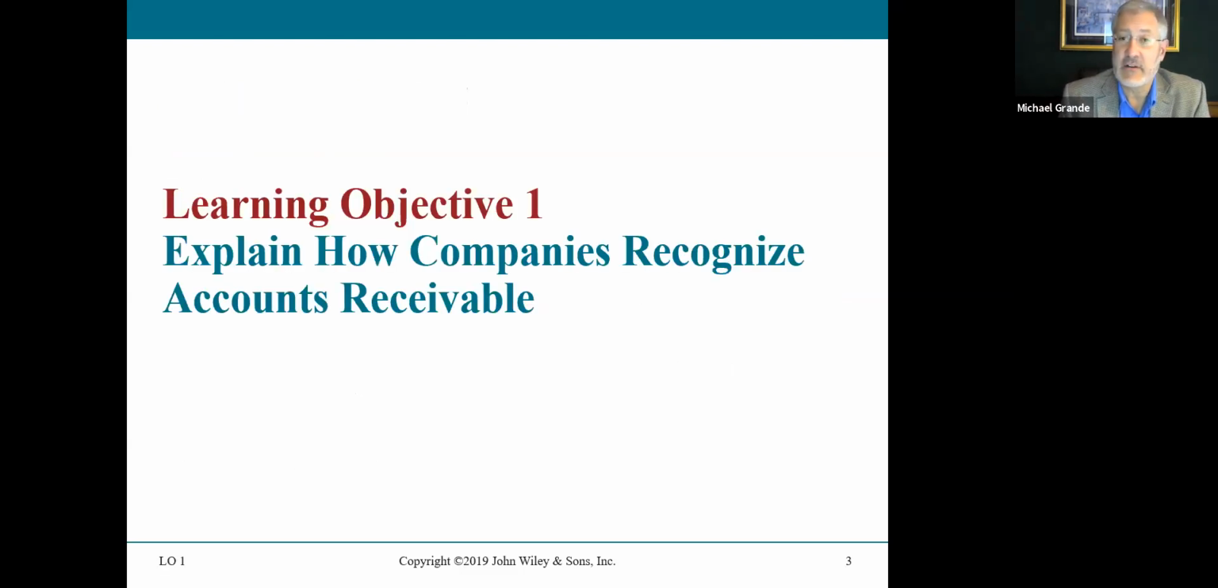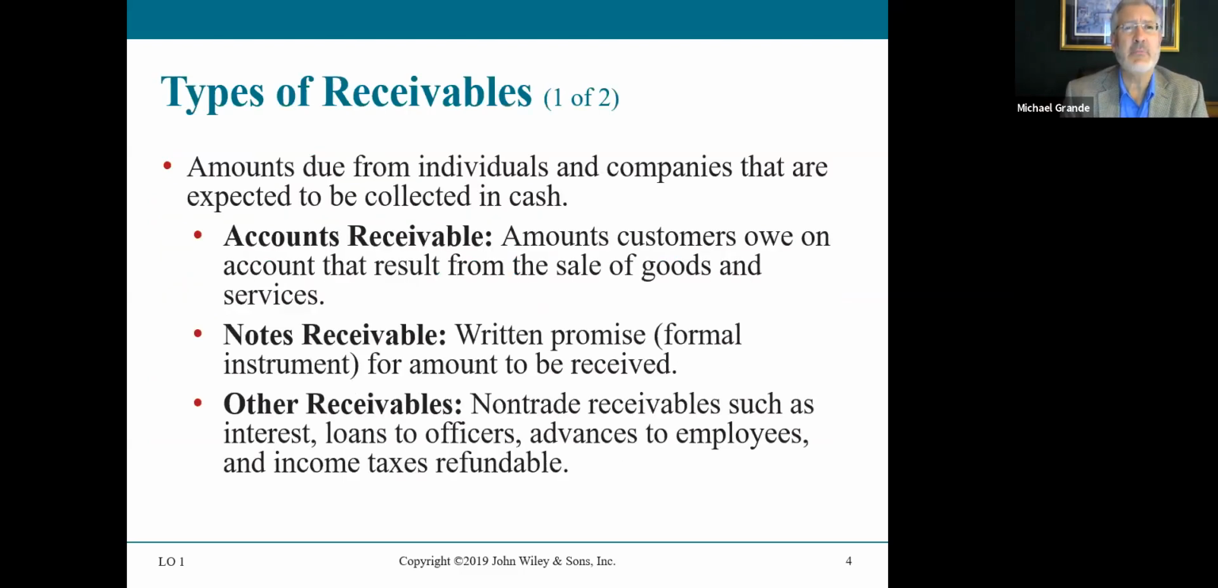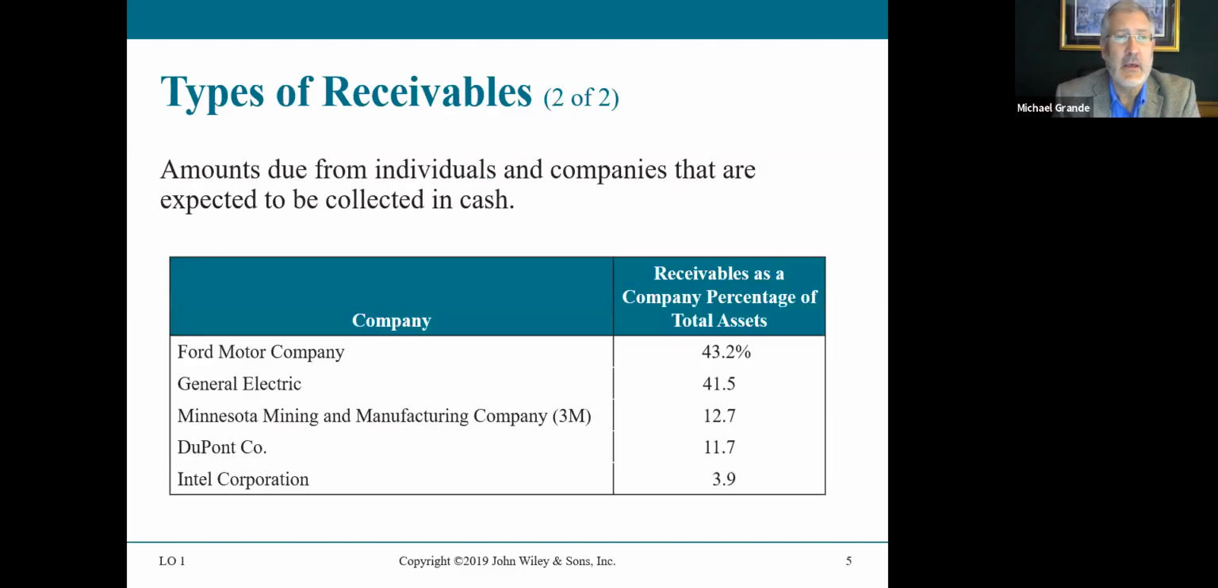Let's look at objective number one, how companies recognize accounts receivable. Types of receivables: we have accounts receivable, which are amounts customers owe on account that result from the sale of goods and services. A note receivable is a written promise, a formal instrument, for an amount to be received. And there are some other non-trade receivables, such as interest receivable, loans to officers, loans or advances to employees, and income taxes refundable, amounts due from individuals and companies that are expected to be collected in cash.